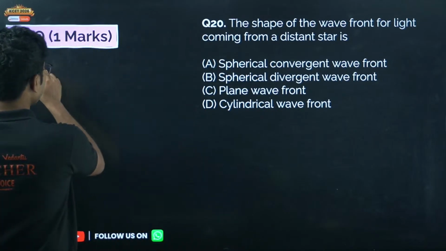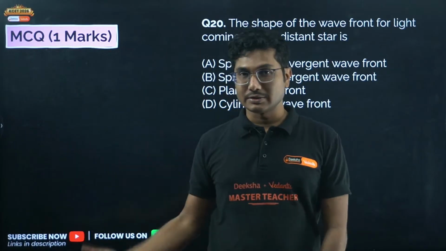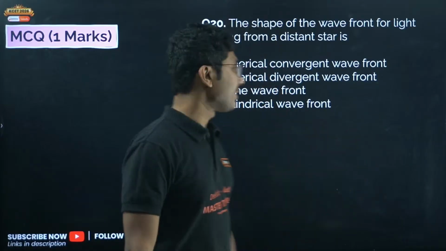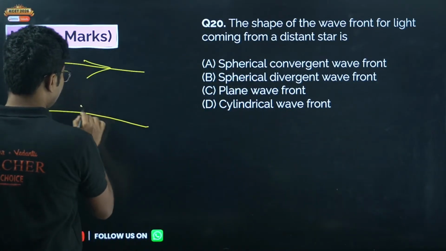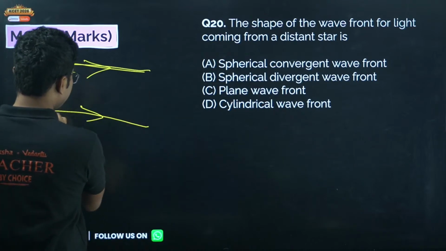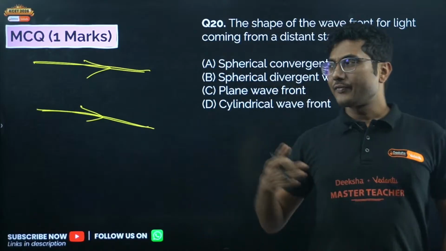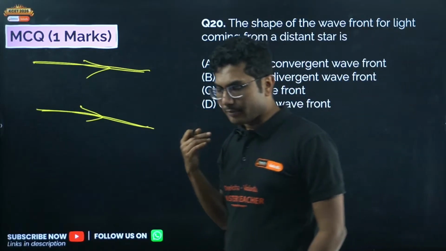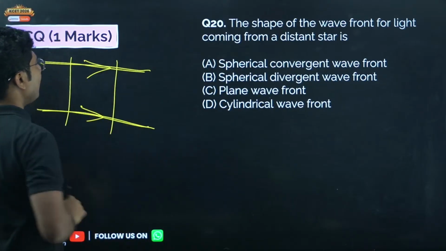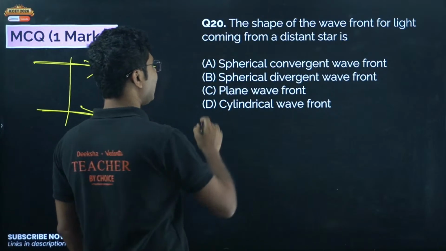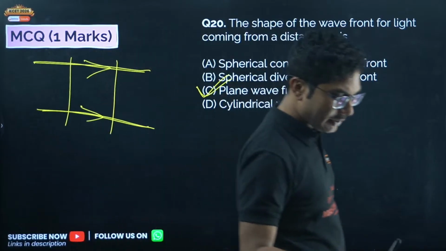Now next, the last MCQ: the shape of the wavefront for light coming from a distant star. How do we represent light coming from a distant star? A distant star always gives us parallel light, because it is so far away. After traveling so much, the rays have become almost parallel. That means the wavefront will again be plane. So distant stars also give us a plane wavefront.